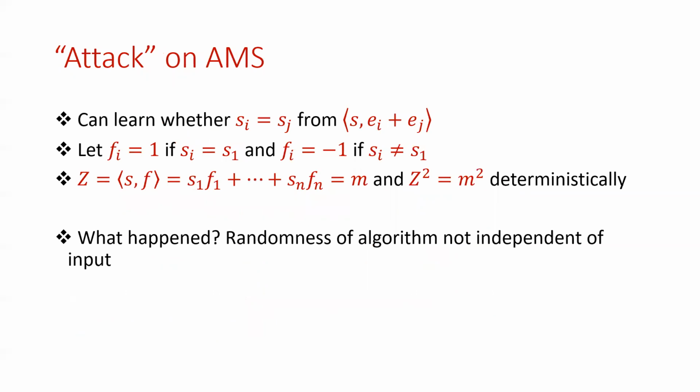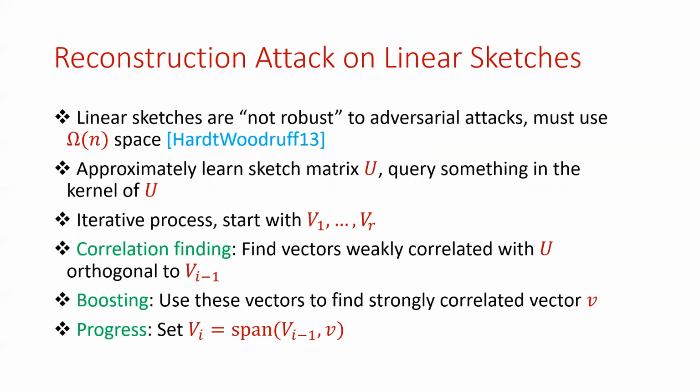But if the input were adversarially generated, one can choose the inputs so that the signs of the sign vector all align with the frequency vector. In particular, we can force Z to be M and Z squared to be M squared deterministically, but M squared is obviously not going to be F2 of the stream. So in this attack, the randomness of the algorithm is not independent of the input. And indeed, there are known attacks on linear sketches that show that linear sketches in general are not robust to adversarial attacks.